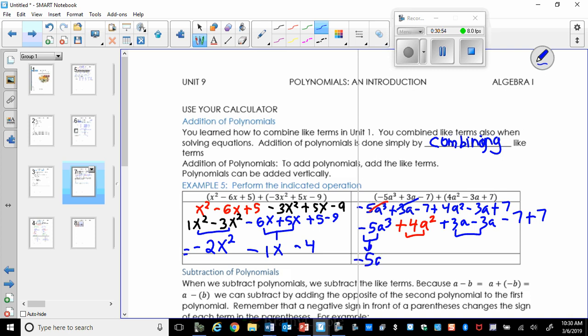Negative 5a cubed. What about 4a squared? Plus 4a squared. 3a minus 3a? They cancel. Do I have to put 0a? Negative 7 plus 7? Cancels. There's my answer. All right. We add one additional step sometimes. But first, we've got to get through the next part, and I think we're done after that. And you have a class assignment to do.